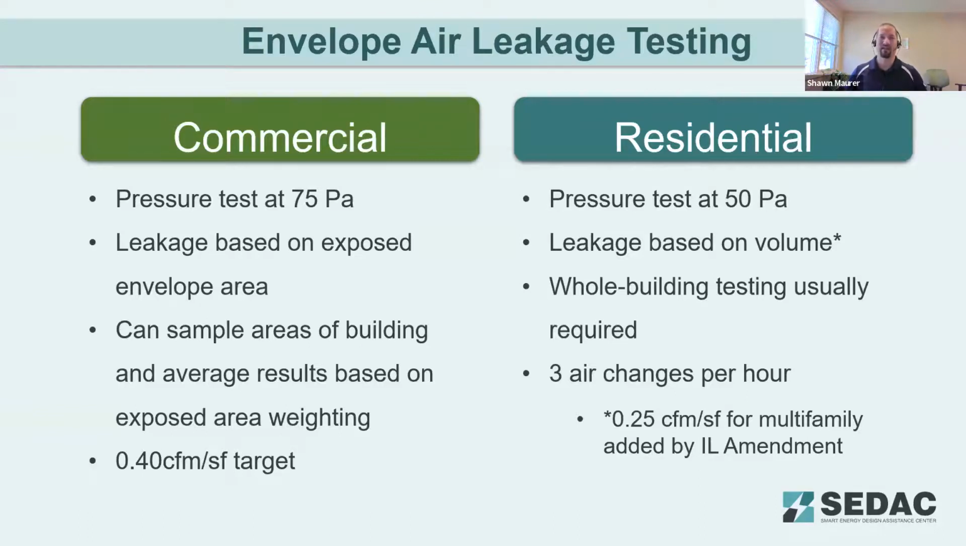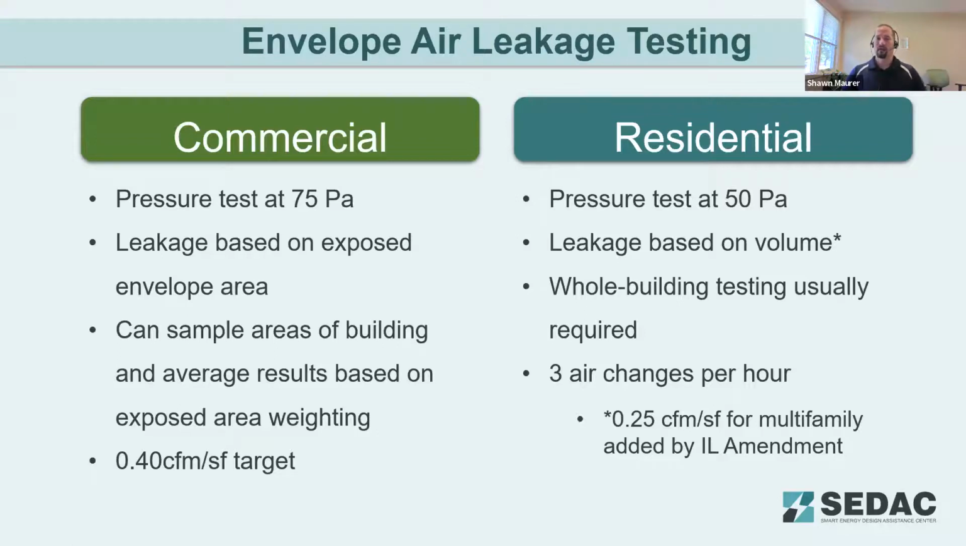So you don't have to test the entire building at once. Depending on the size of the building, that may be easier. Smaller commercial, go ahead and do a full blower door test for the whole building. For larger buildings, you're going to want to take advantage of that sampling protocol. On the residential side, the pressure is slightly lower, and this applies to commercial multifamily buildings as well. That pressure test is going to be at 50 pascals.